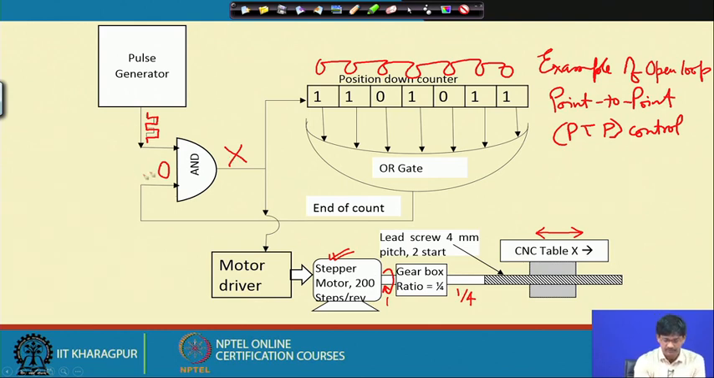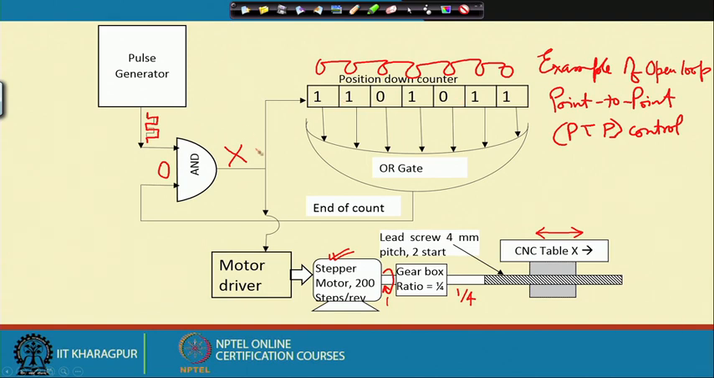I can initiate the motion. The pulse generator is always on. I can initiate the motion by putting some number here. As long as it is not 1 and not 0, all of them, these pulses will go on and feed the motor, and motor will be moving the CNC table. But who is changing these numbers, these bits?